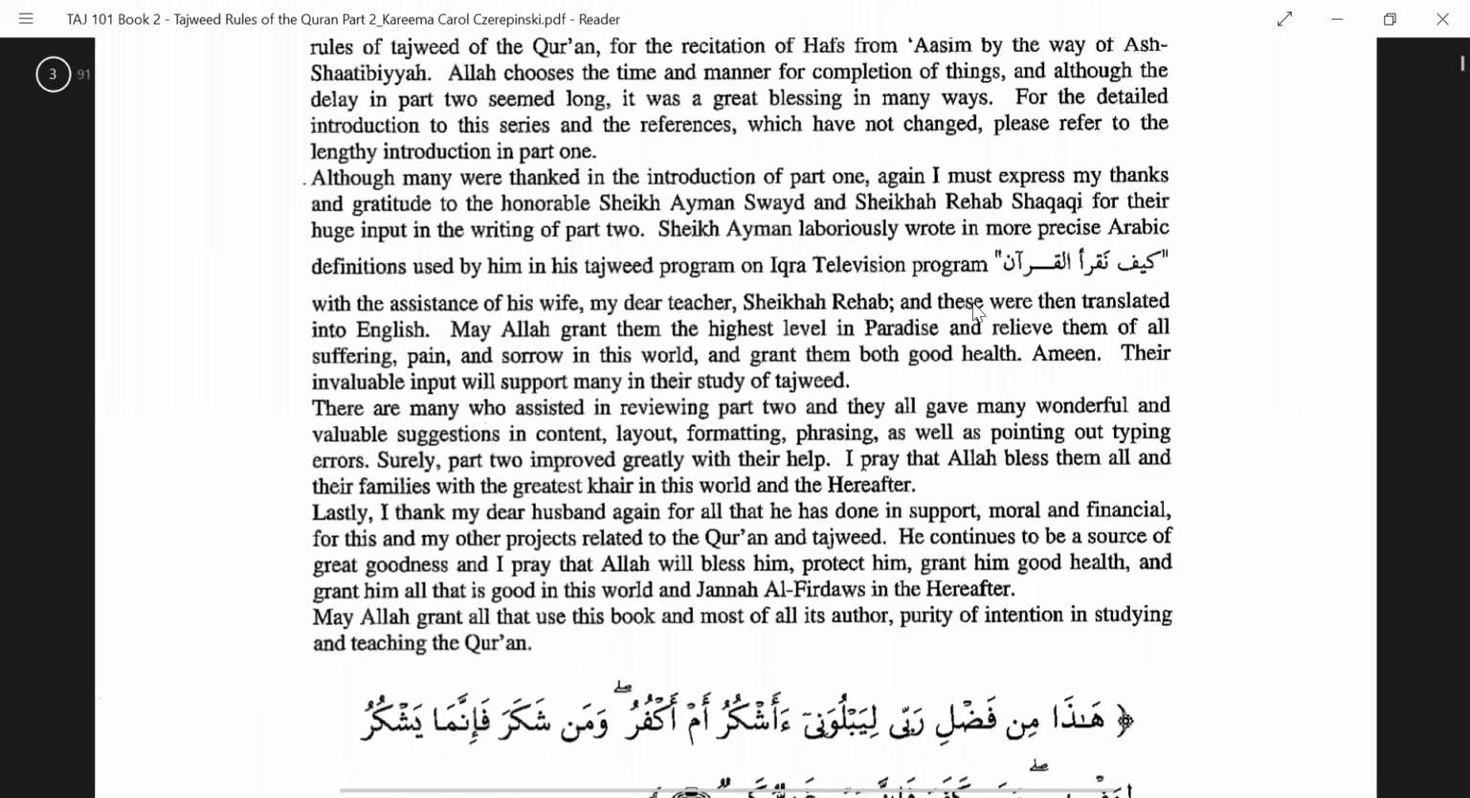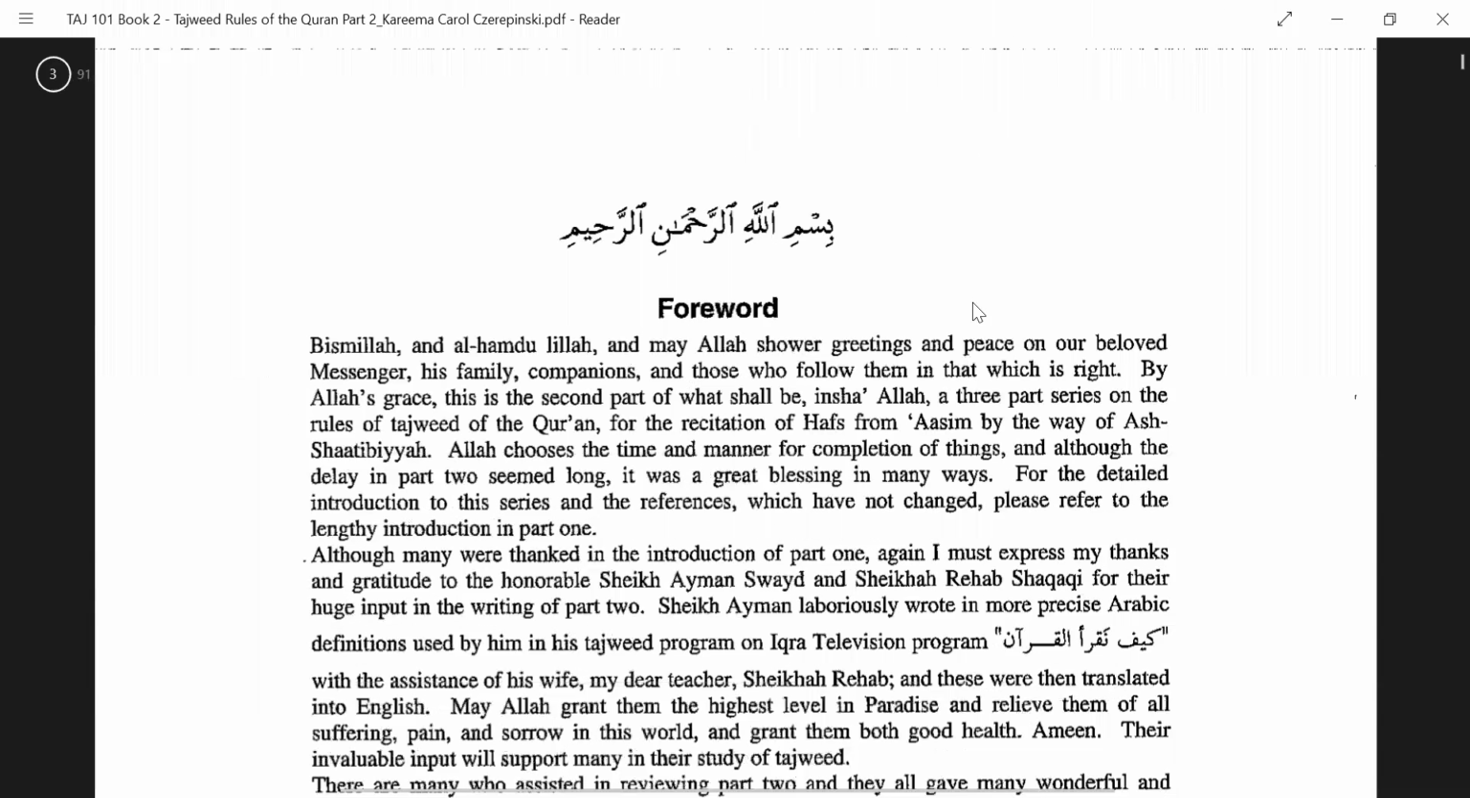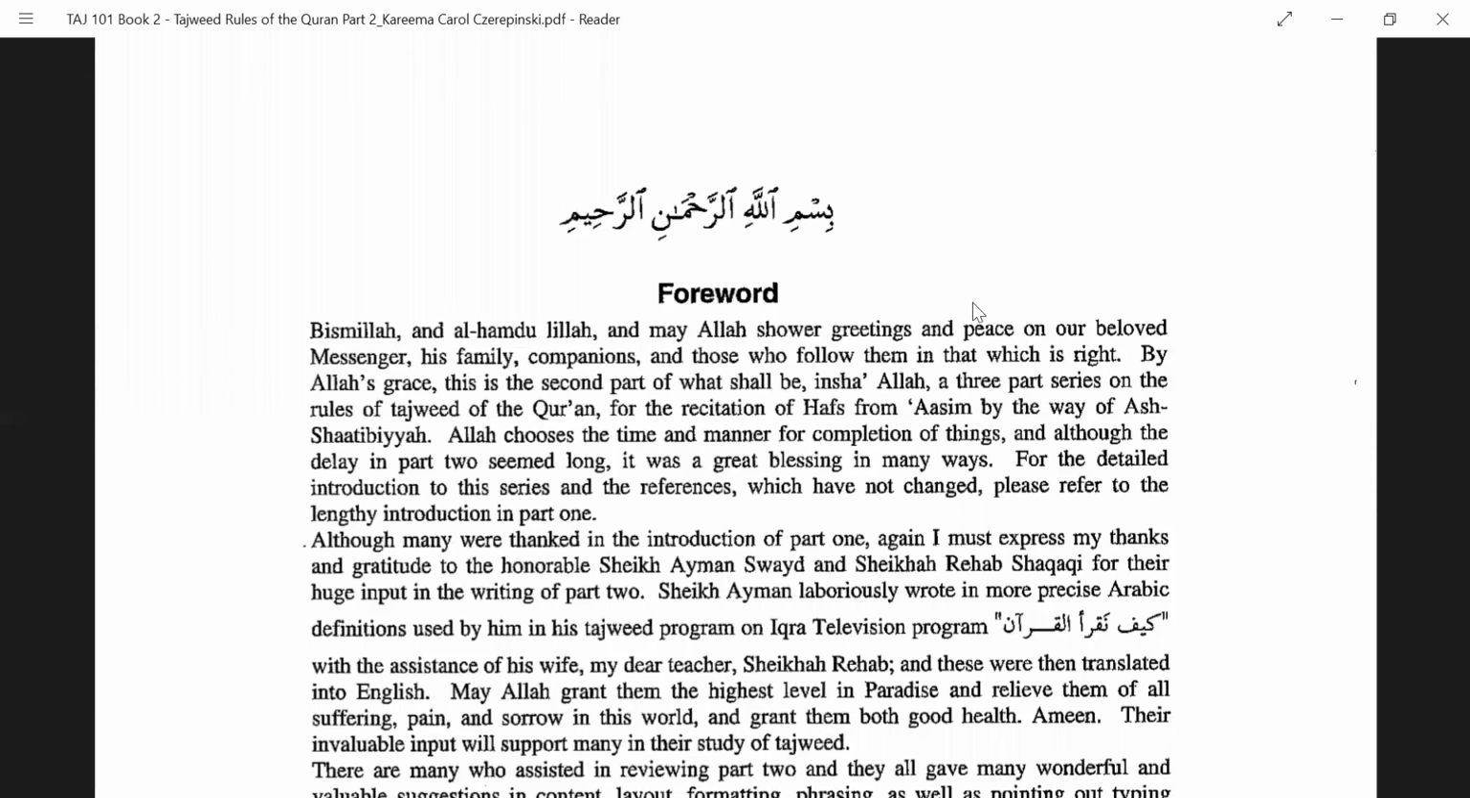I'm not sure if volume 2 has this, but there is a preface where she mentions how she started writing the book. See, this is the name here, Sheikh Ayman Suwaid. Her teacher told her to start writing because at that time there were no Tajweed books in English. So that's how she began writing this.